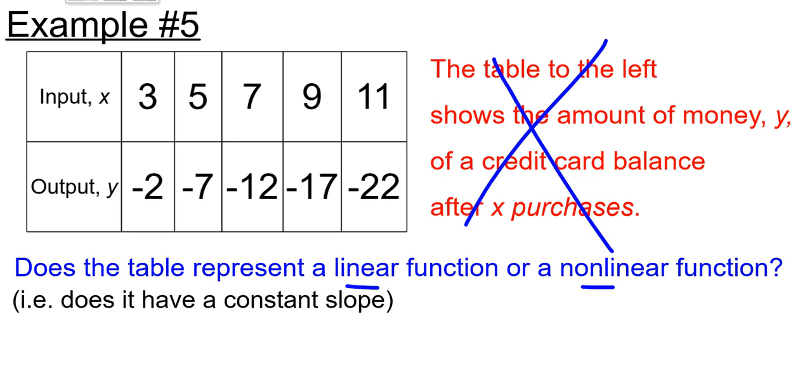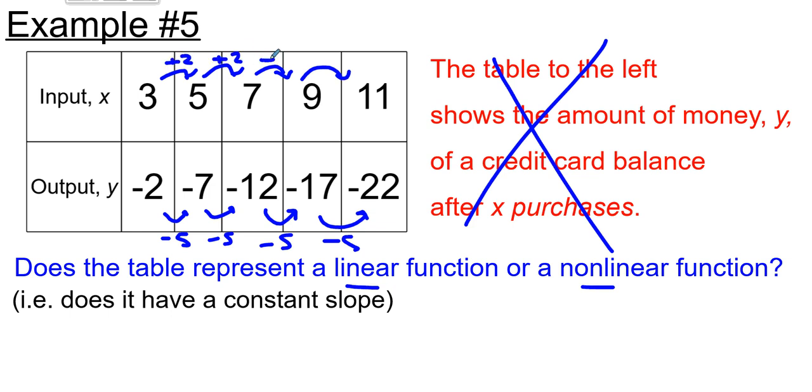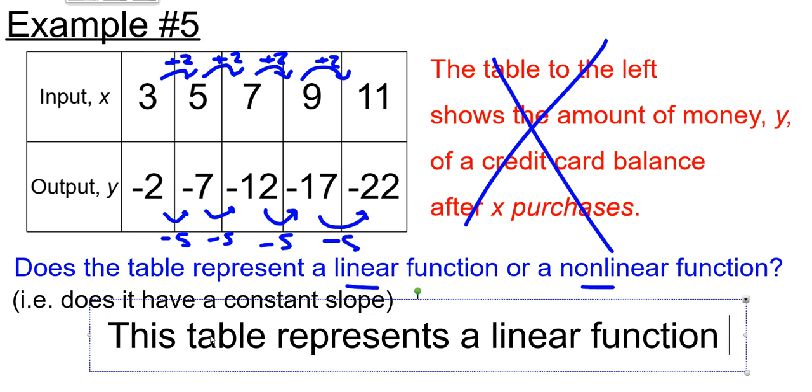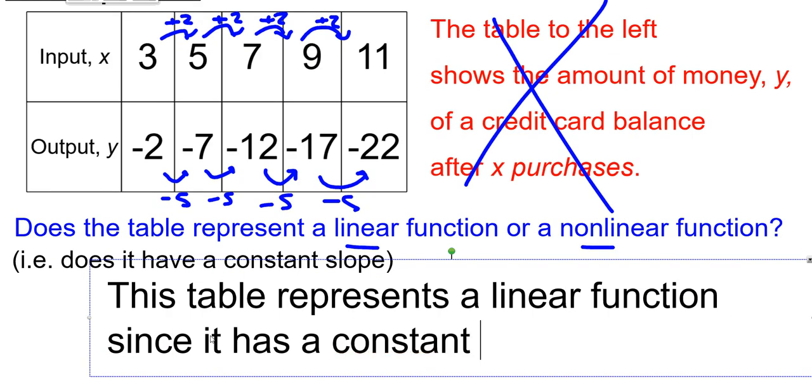So if I look for the slope here, my change in y, I'm going down by 5, and that keeps happening from one to the next throughout the entire table. And for my x's, the change in x increases by 2. Every single one of these is increasing by 2. Therefore, it does have a constant slope. So this table represents a linear function since it has a constant slope.